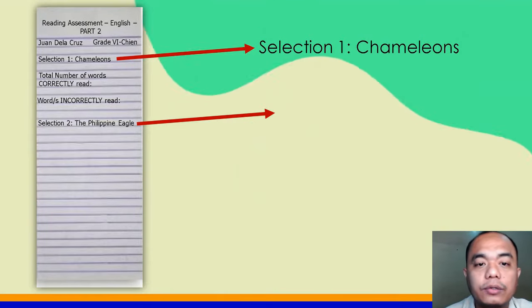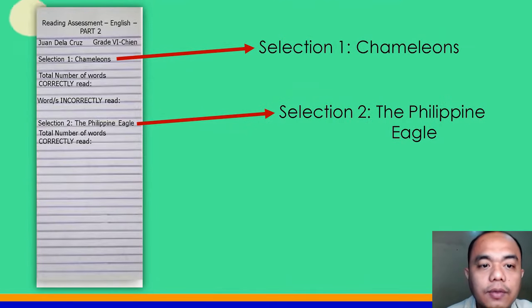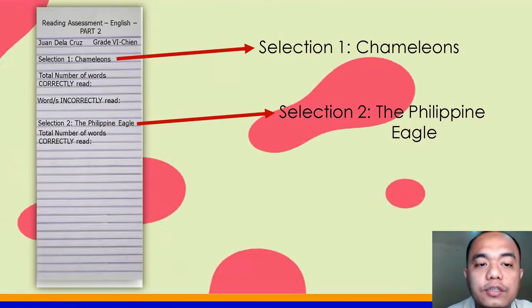Next, selection number 2, write over here. And then, same. You write total number of words correctly read.